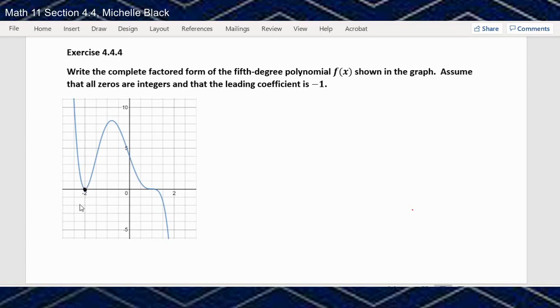So I have a 0 here at x equals negative 2. Notice it only touches the x-axis, which implies that this has an even multiplicity. I have another 0 right here at x equals 1, and it crosses the x-axis, so that implies that I have an odd multiplicity.